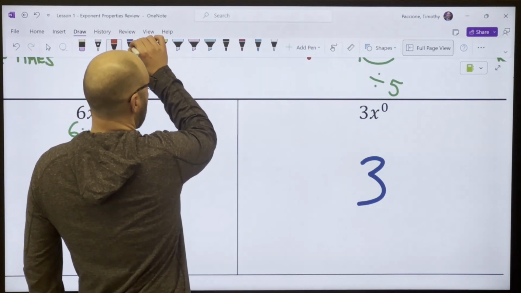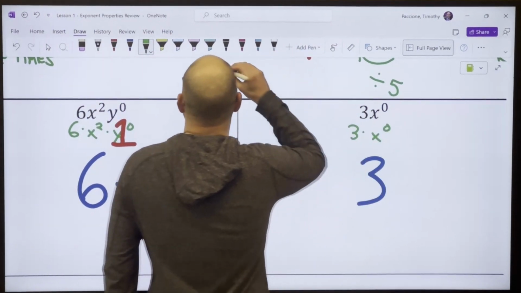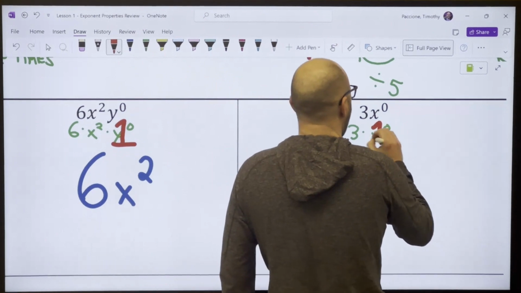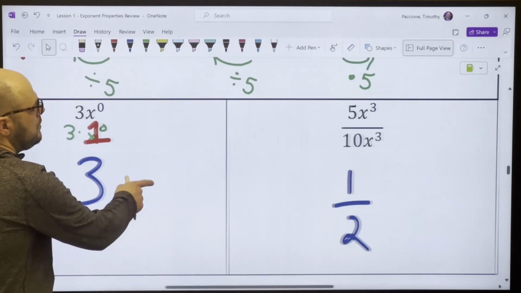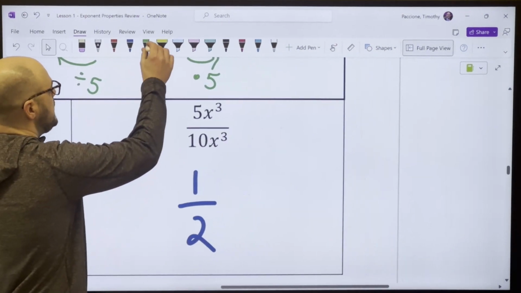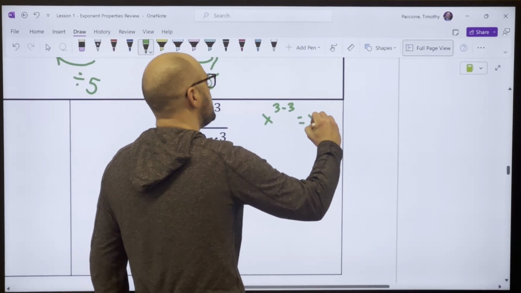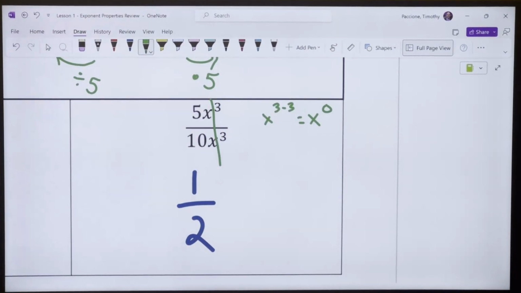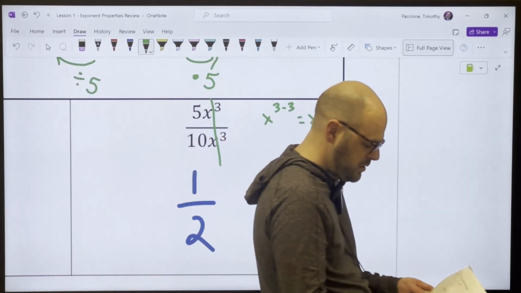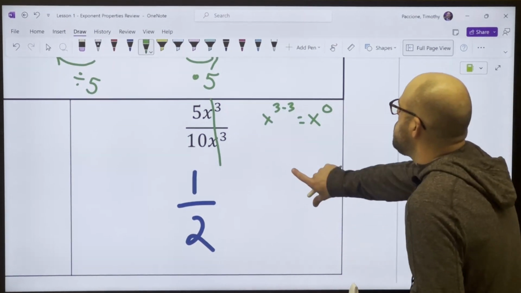This one, same deal. You have 3 times x to the 0, and we now know anything to the 0 is 1. 3 times 1 is just 3. This one, well, our quotient property says this would be x to the 3 minus 3, which is x to the 0. You also could think, well, anything over itself cancels. 5 over 10 is 1/2. All right, makes sense? A couple more, and then we're done.